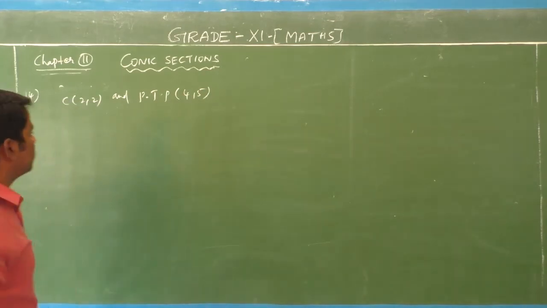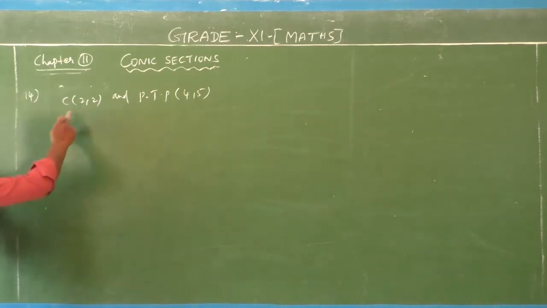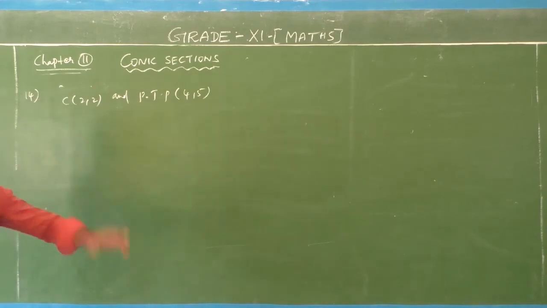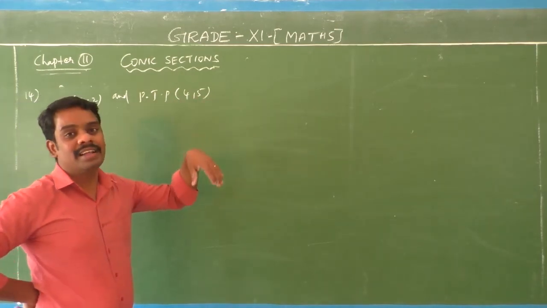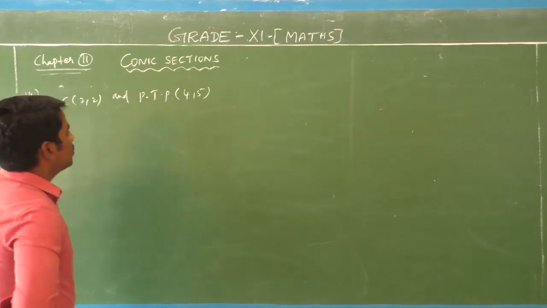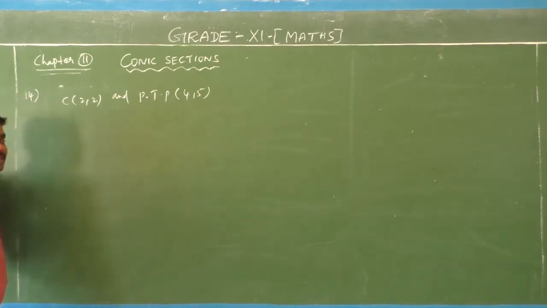Find this equation. The center is (2, 2), that is (h, k), and the circle passes through the point (4, 5). We need the radius of the circle. Passes through a point means this point (4, 5) is lying on the given circle, so (4, 5) is the (x, y).